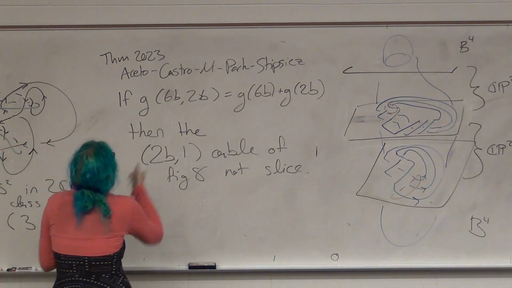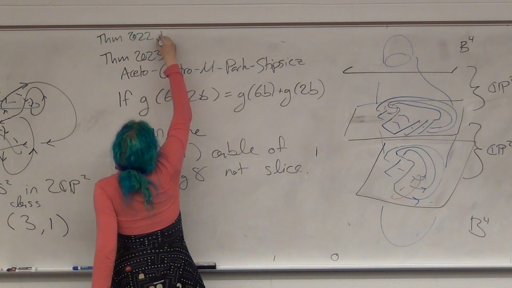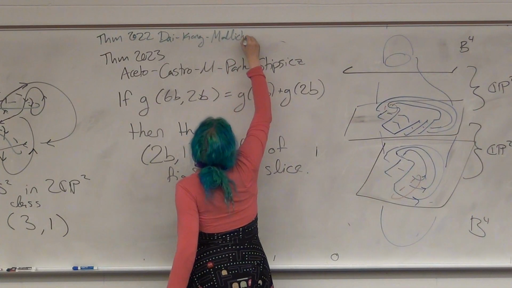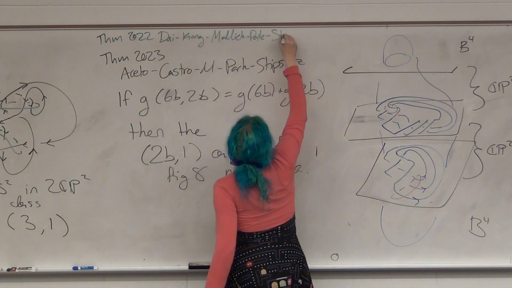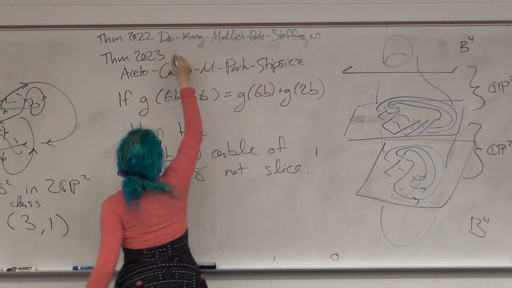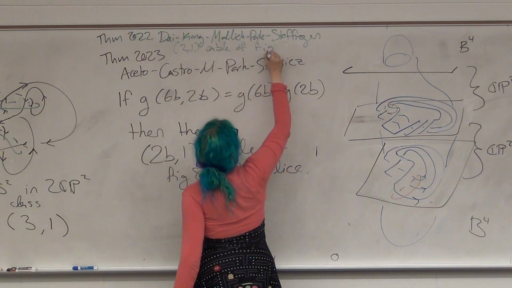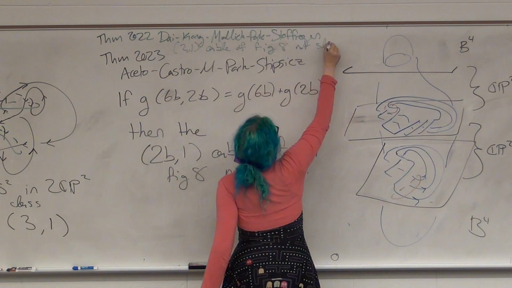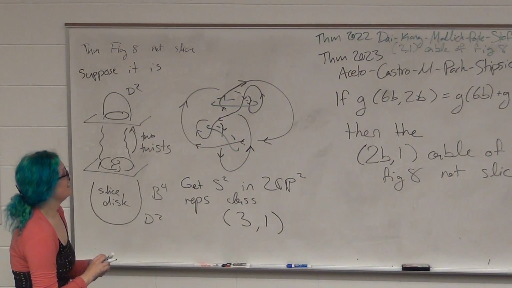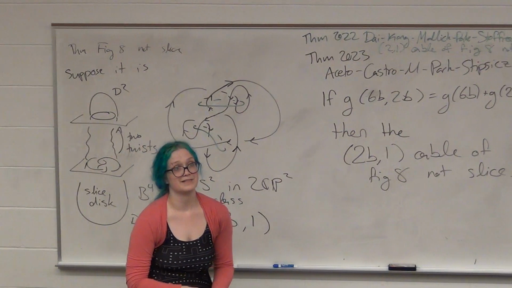But earlier than that, Dai, Mallick, Park, and Stoffregen had proved in a totally different looking way that the 2-1 cable of the figure 8 is not slice. And this really was a big deal. I mean, this paper was written up in Quanta. The reason it's a big deal is that it was already known that the 2-1 cable of the figure 8 knot is not ribbon. There's a really cool proof.